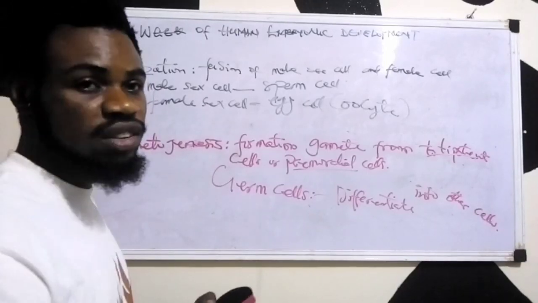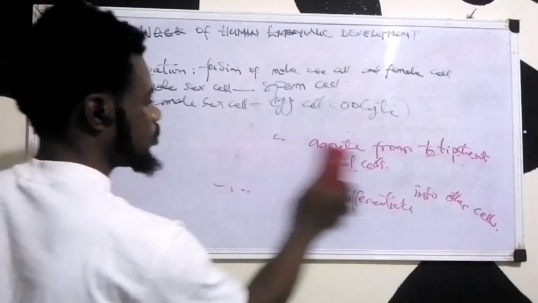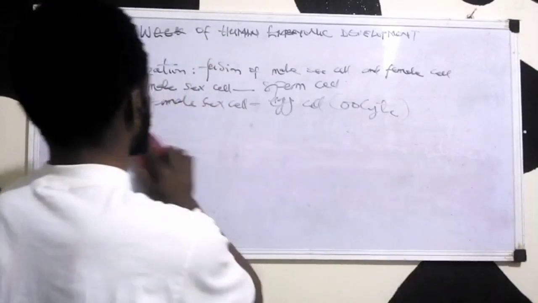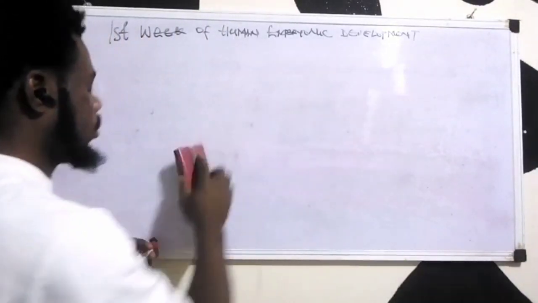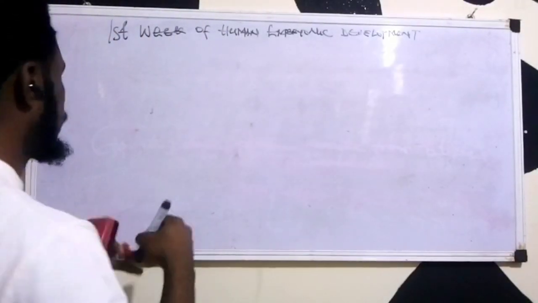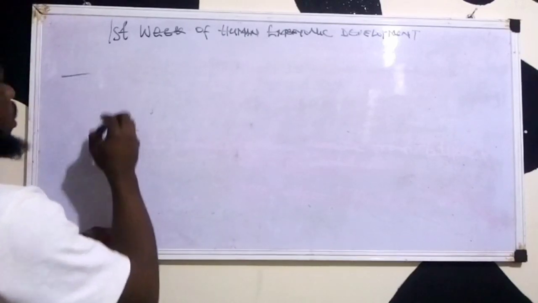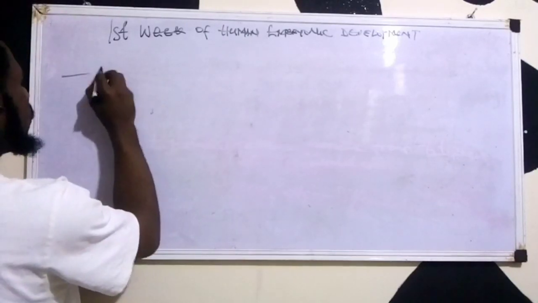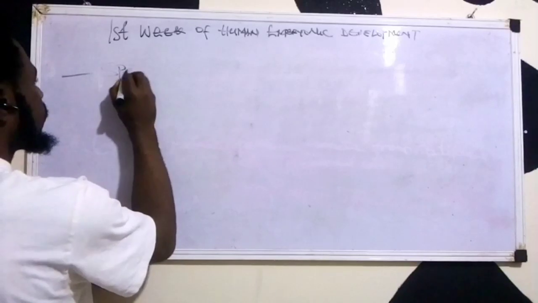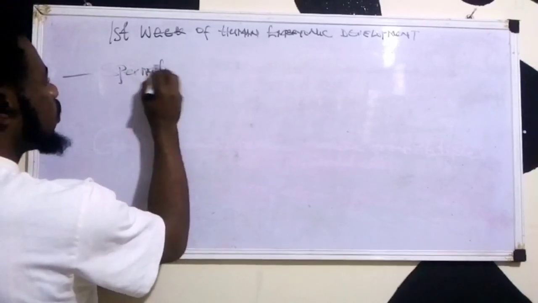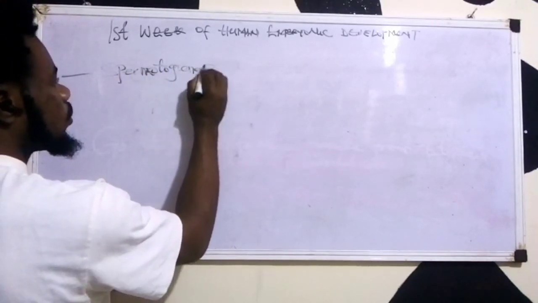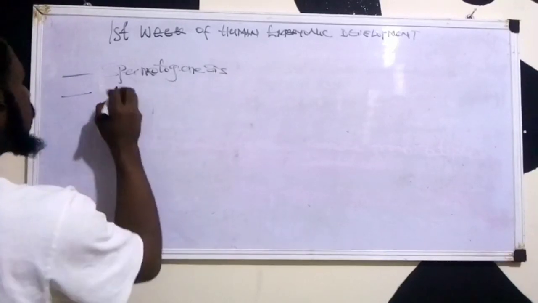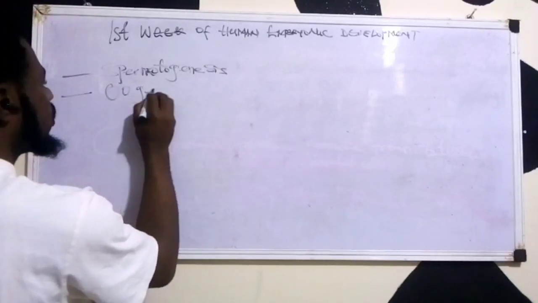And gametogenesis is of two types, which could be spermatogenesis, and the second one is oogenesis.